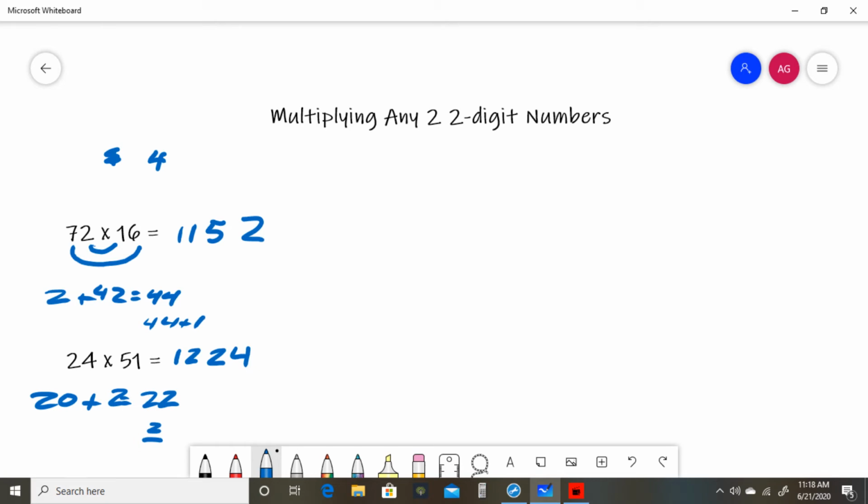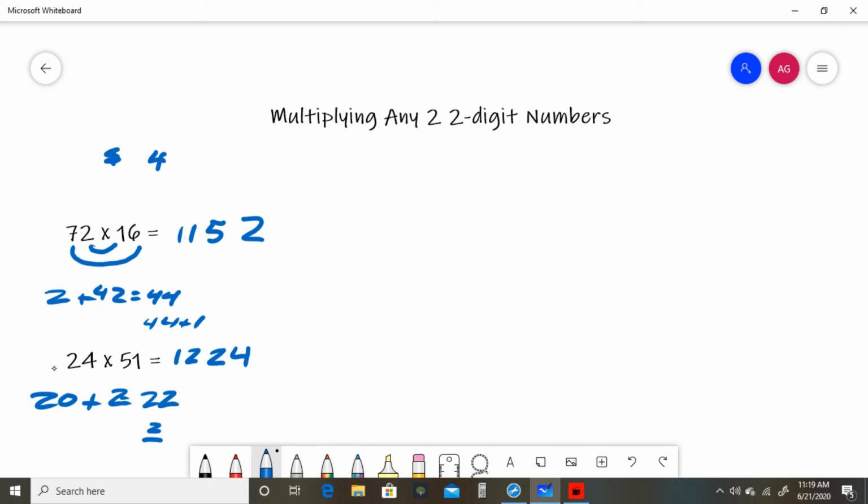To recap, first, multiply the ones digits. 4 times 1 is 4, so we write a 4 and we don't have anything to carry. Next, multiply the inner digits, then multiply the outer digits and add them. 4 times 5 is 20, and 2 times 1 is 2, and 20 plus 2 is 22. So we write a 2 and carry a 2.